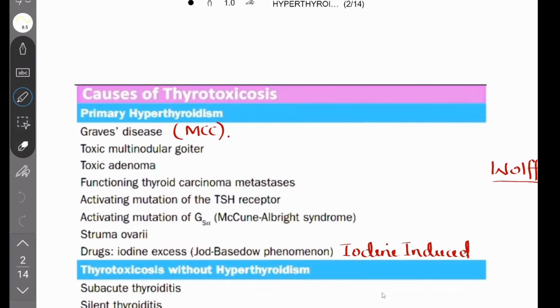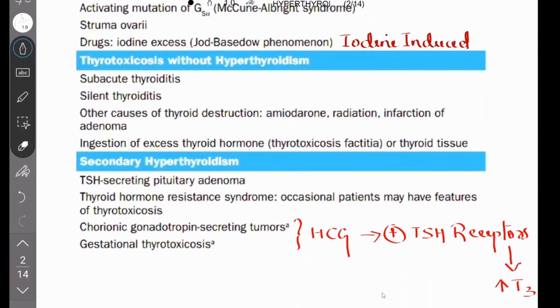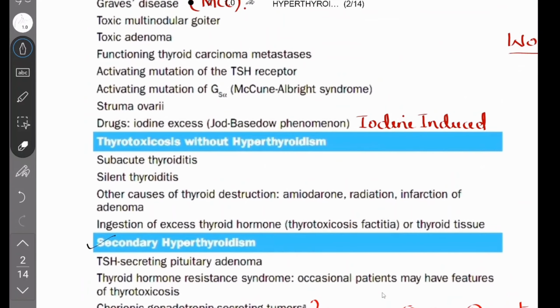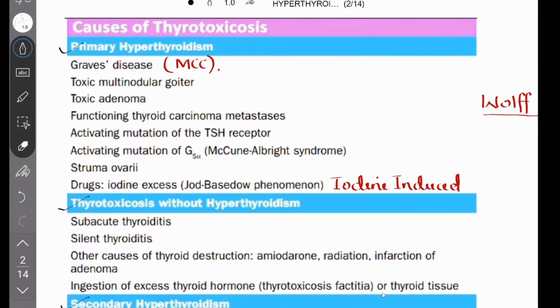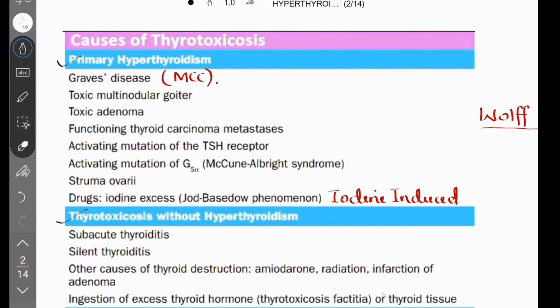This is the slide from the Harrison 21st edition. So we'll discuss the causes of thyrotoxicosis. There is primary hyperthyroidism, there is secondary hyperthyroidism, and there is thyrotoxicosis without hyperthyroidism. First one, Graves' disease. It is the most common cause of primary hyperthyroidism. Here, the gland is hyperfunctioning. In primary hyperthyroidism, the gland is hyperfunctioning.